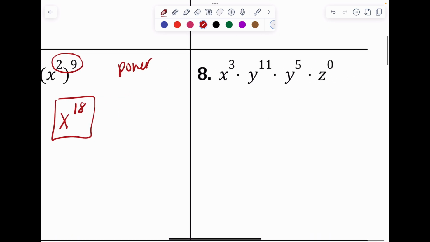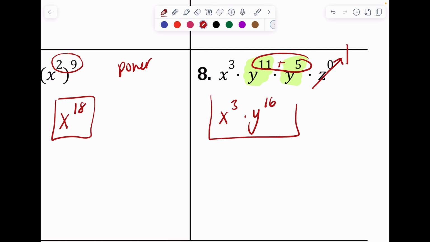Number 8, again, what you want to do is match the bases. You have y to the power of 11, y to the power of 5. When you're multiplying, you take your exponents and you add them. So everything else stays the same, x to the 3rd times y to the power of 16. And remember, this is our zero rule, which just turns into 1, where that is our answer.